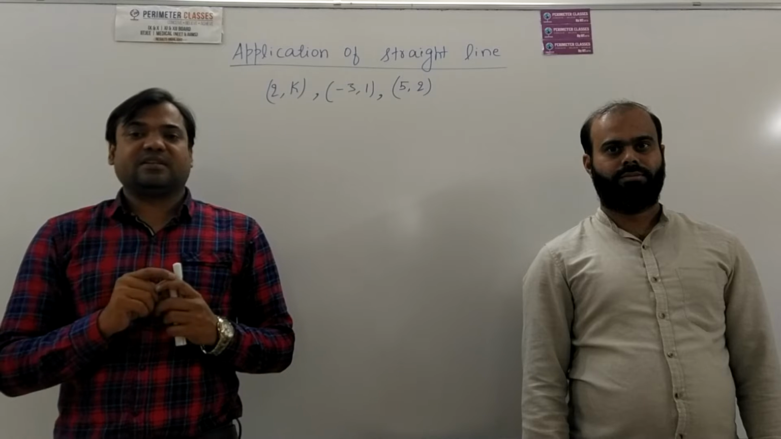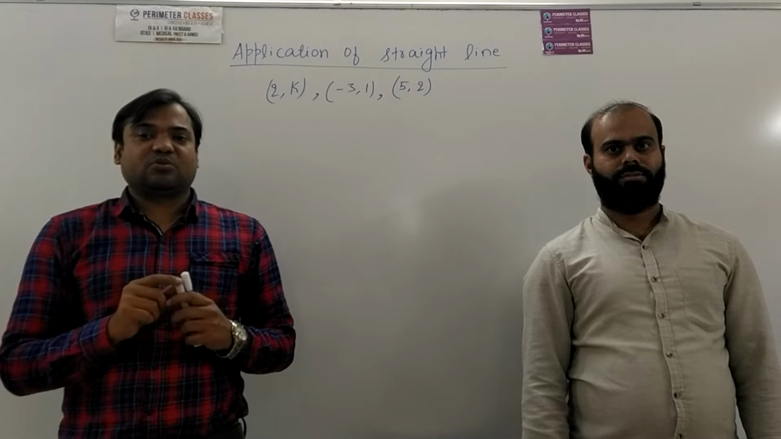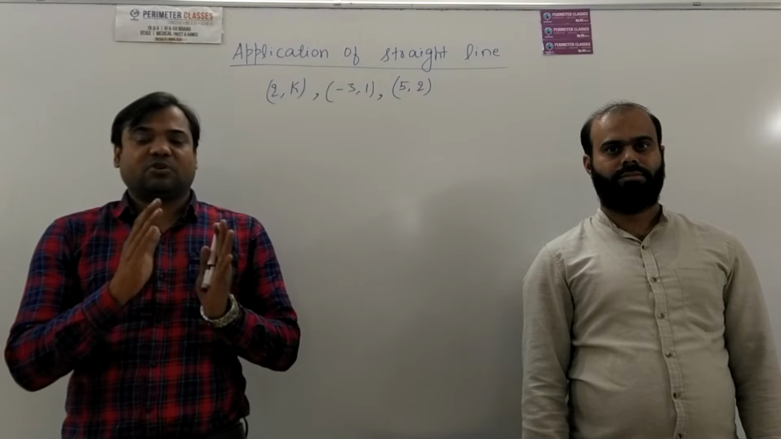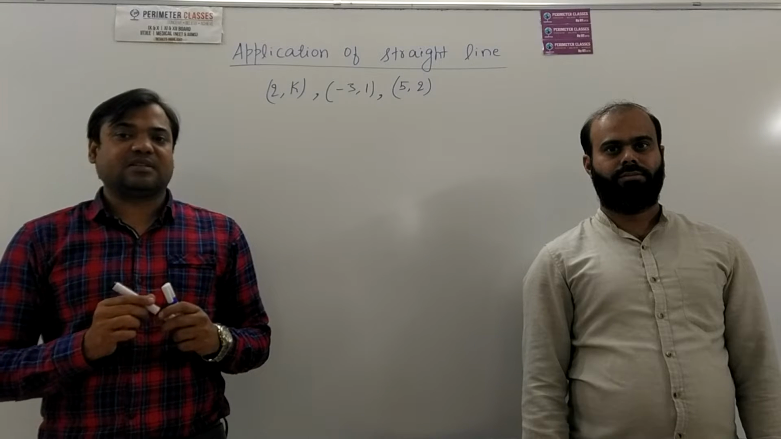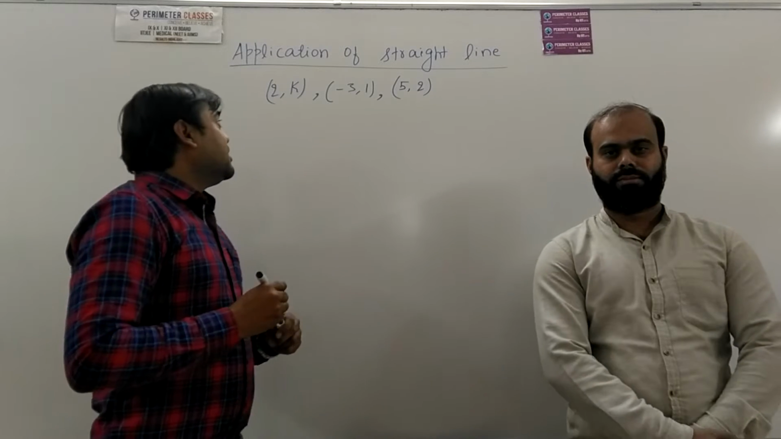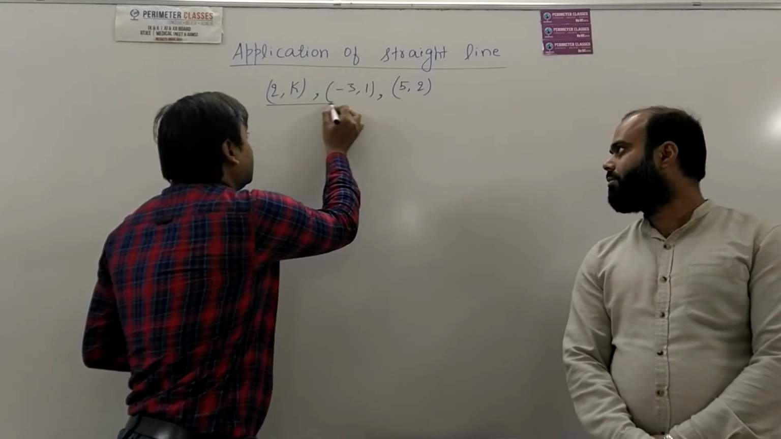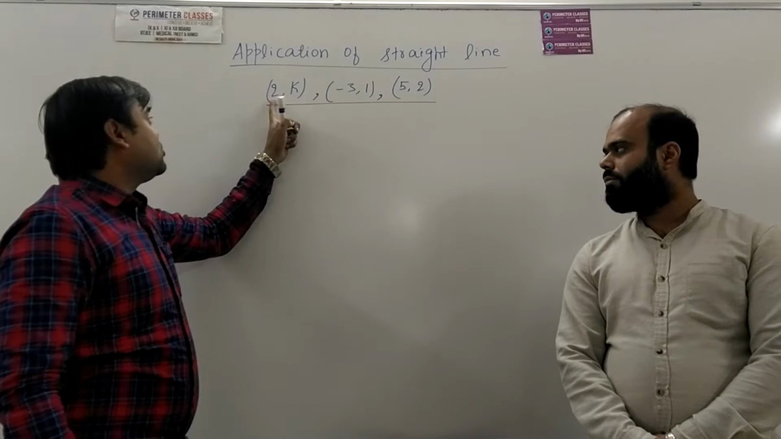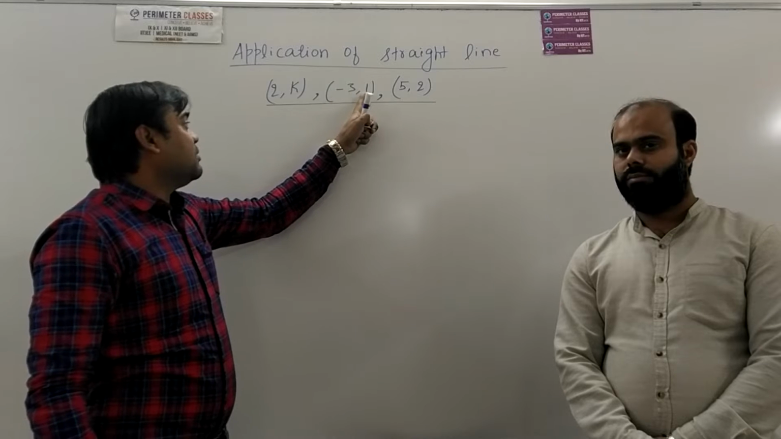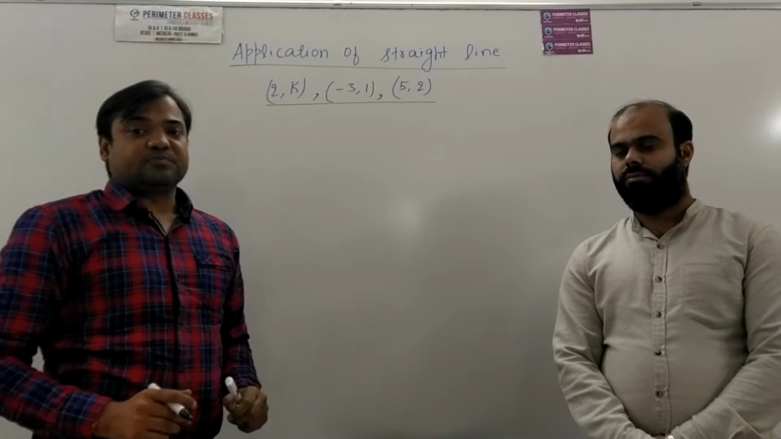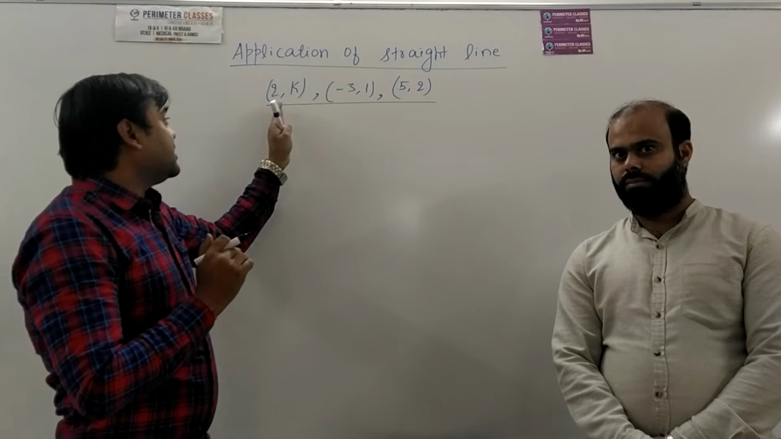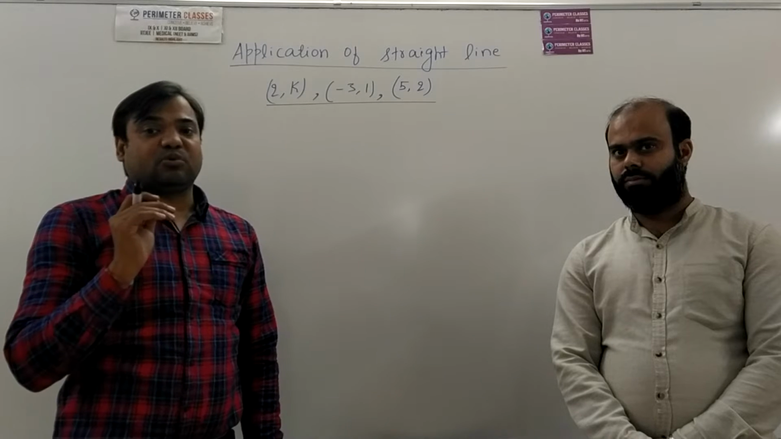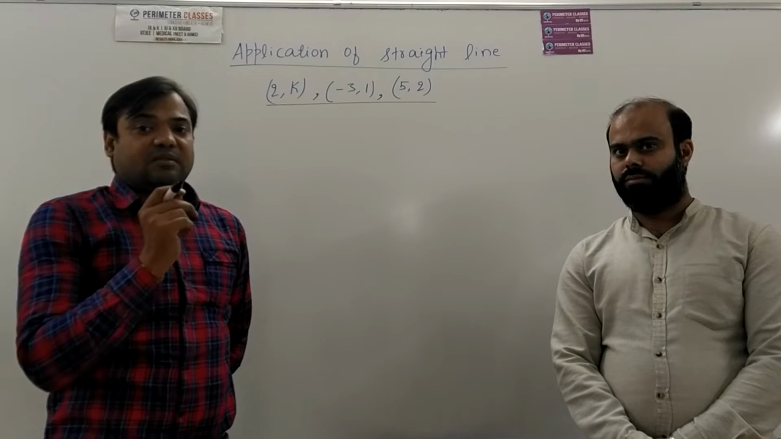Now in the previous lecture we gave you a question to solve on the basis of what we have learned in the previous 3 lectures. The question was, there are 3 points whose coordinates were given: 2, k, minus 3, 1 and 5, 2. On the basis of the fact that these 3 are collinear points, we have to calculate the value of the given quantity k.